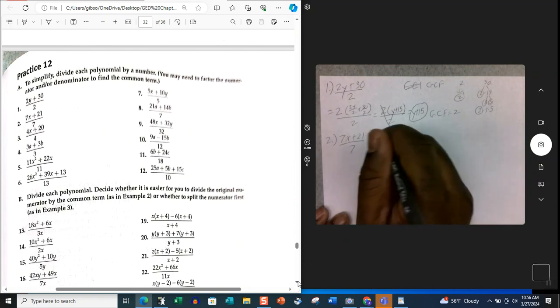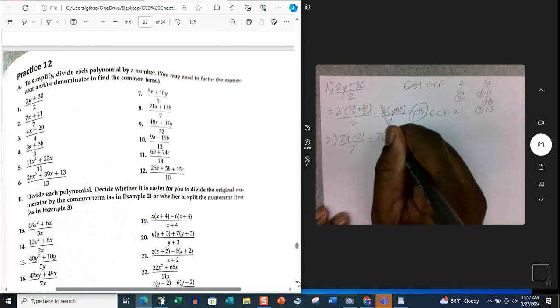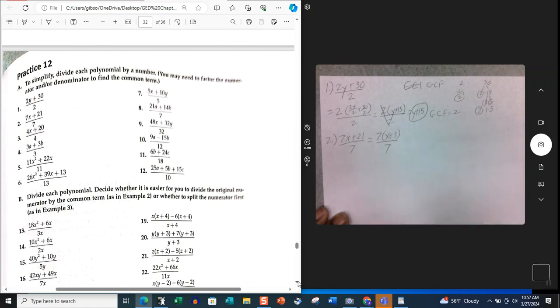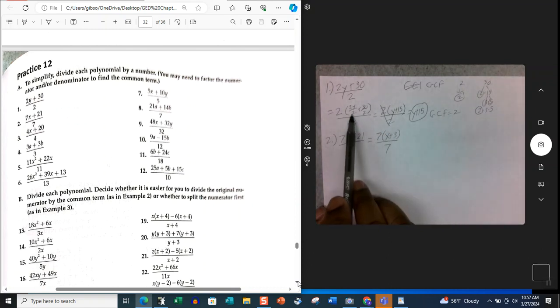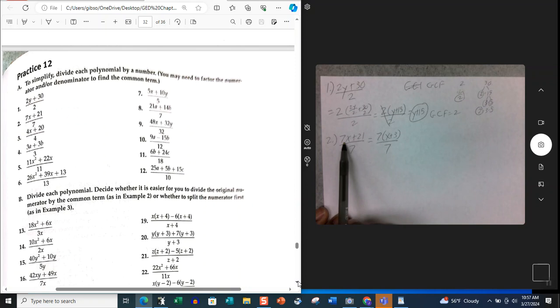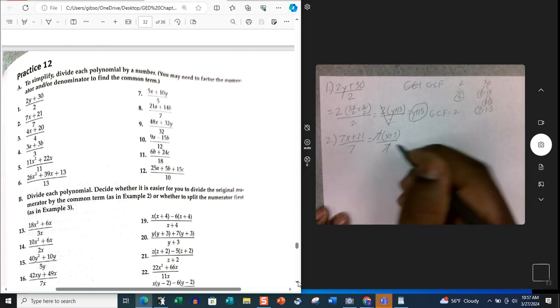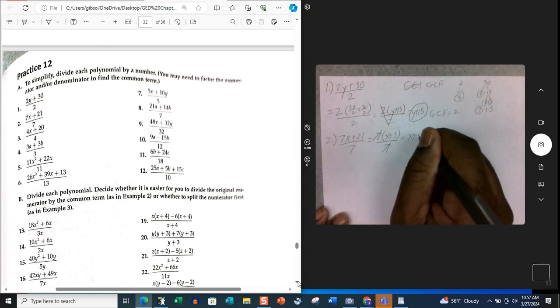7x and 21, the greatest common factor they have is 7, and then that will leave us x plus 3 all over 7. Now again, in your head, after you factor out the 7, you would take 7x divided by 7, which will give you x, and then you would take 21 divided by this 7, which will give you 3. So whatever you factor out here, you divide both of these by that value to get what's in the parentheses. So these 7's will simplify out and leave you x plus 3.